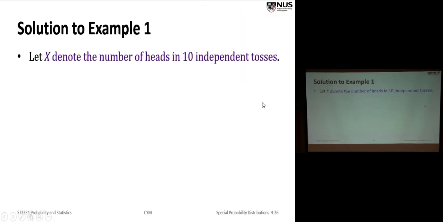Usually when you try to solve this type of problem, you must first define what your x is. So in this case, x is the number of successes out of n independent trials. For a toss, you have only a head or tail, or success or failure. In this case, getting a head is considered as a success.